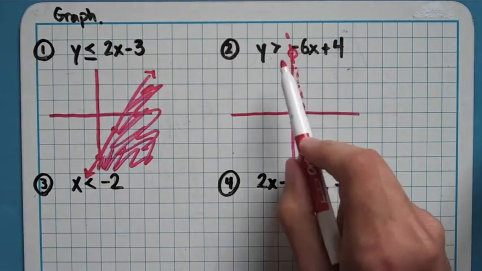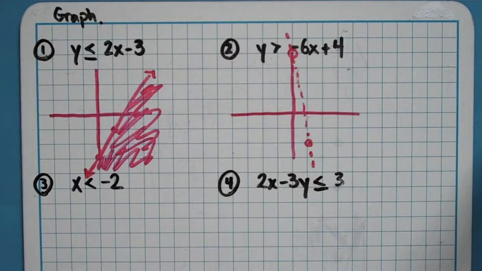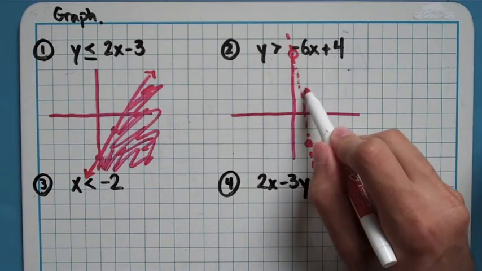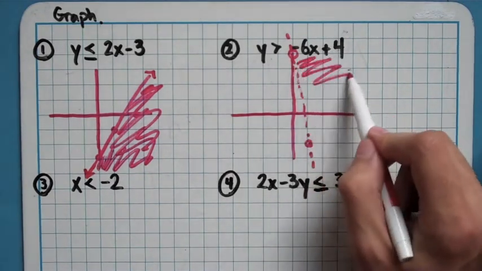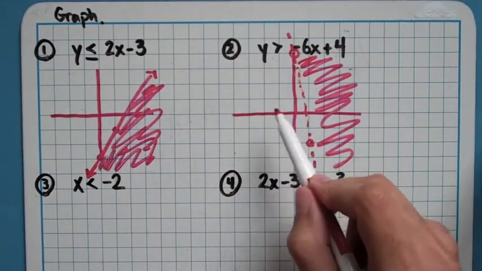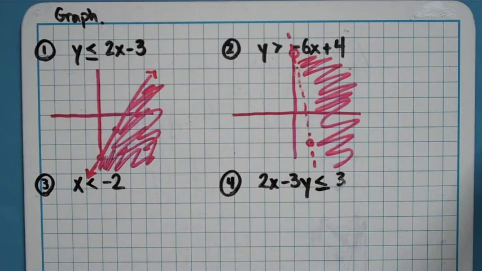Alright, now I want to shade. It's greater than, so I want to shade above the graph. So what I'm going to do is put my pen somewhere on the graph and go up. This side of the graph is greater than, so this whole part here is what gets shaded. If it was less than, I'd put my point on the graph, go down, and that part gets shaded. So that is your solution.